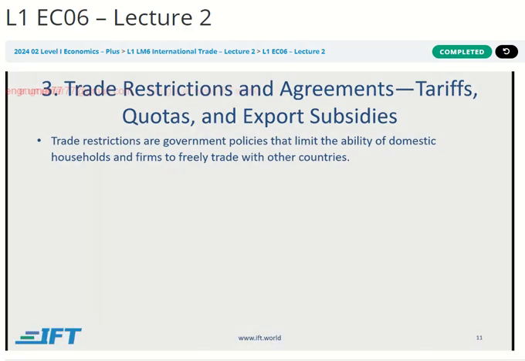Move on to talk about the different types of trade restrictions governments can place to support their domestic industries. We're going to talk about tariffs, quotas, and export subsidies, and there is another type of related restriction, which is voluntary export restrictions. Now, why do governments do this?